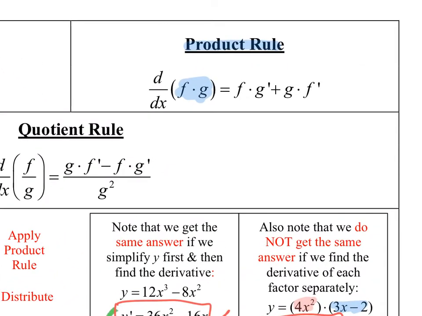So when you're doing the derivative, notice this Leibniz notation, the derivative of f times g, it is f times g prime plus g times f prime. So it's one of the functions times the derivative of the other plus the second function times the derivative of the first.